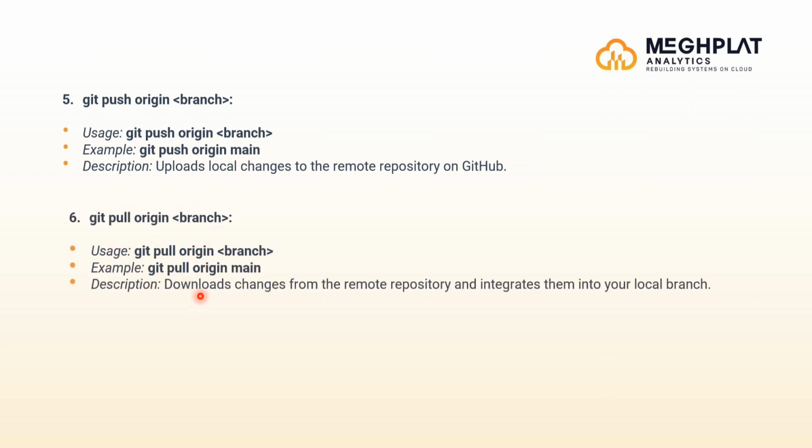Git pull. Git pull downloads changes from the remote repository and integrates them into our local branch. How we use it is the same as git push, but in place of git push we are using git pull. Then we need to specify the branch.